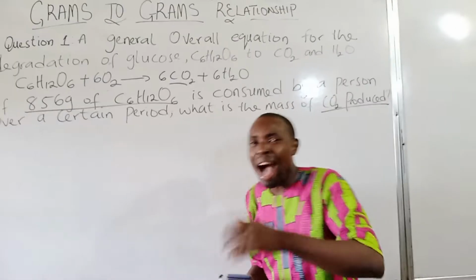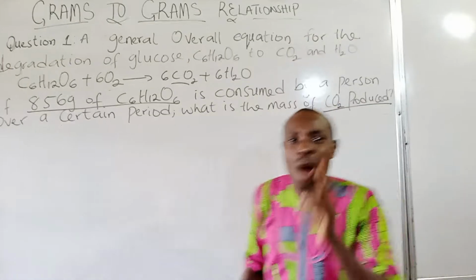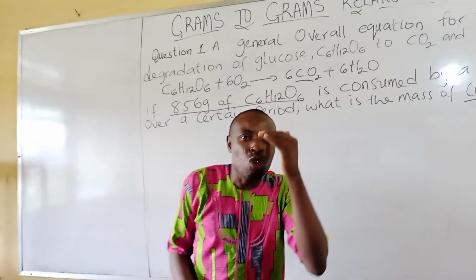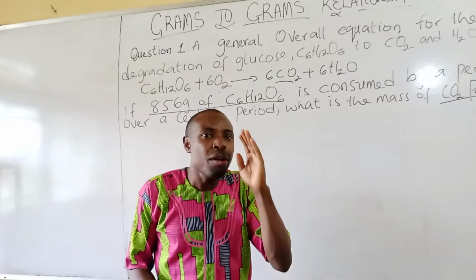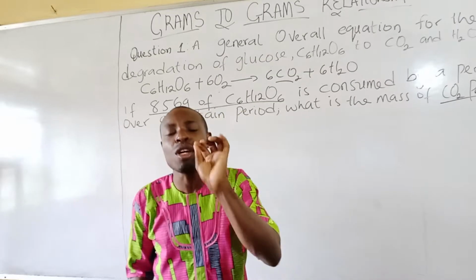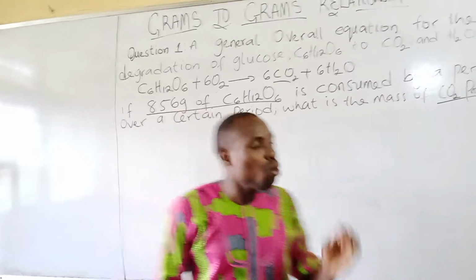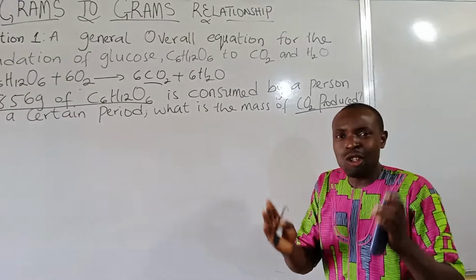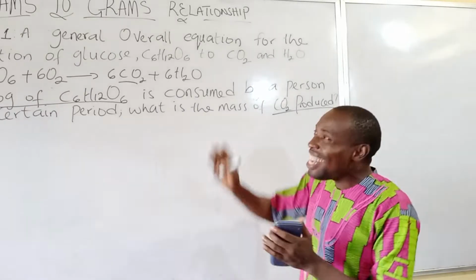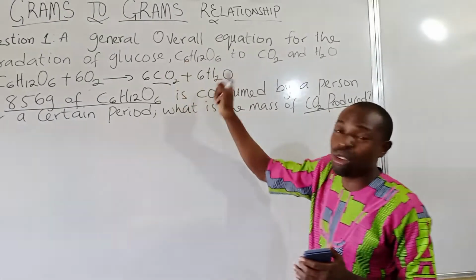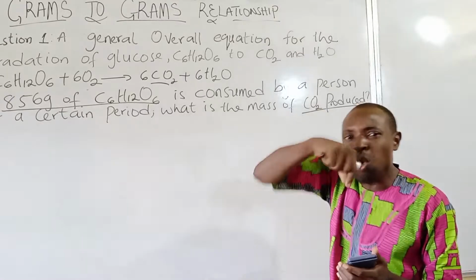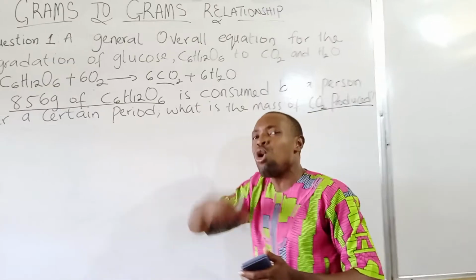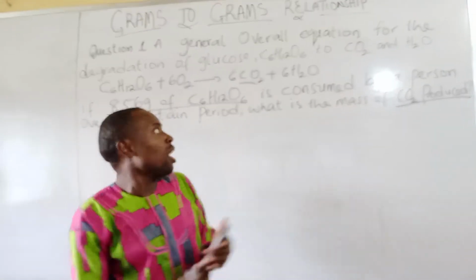the unknown. For that to occur, one should first of all be able to write a good and balanced chemical equation, and also know the two substances or quantities you are relating with each other. In questions that involve the grams to grams relationship, you are always given a known mass and asked to calculate the unknown mass. Now look at the question on the board.